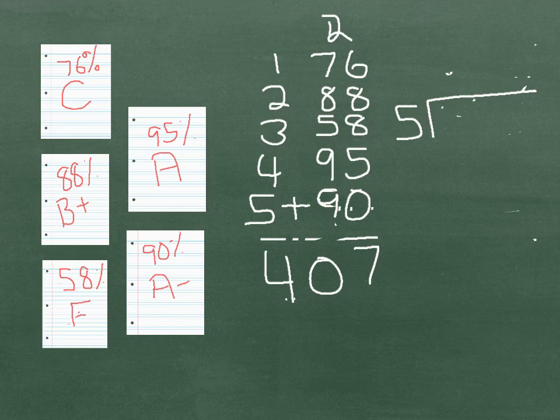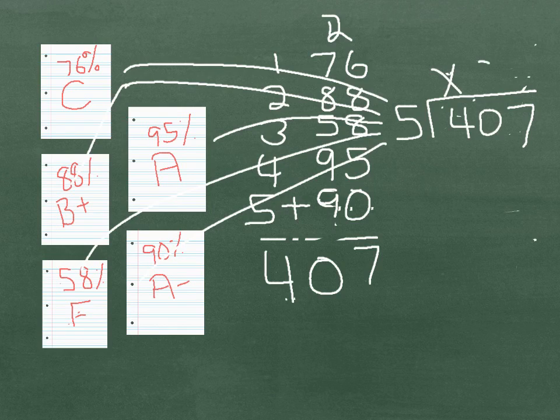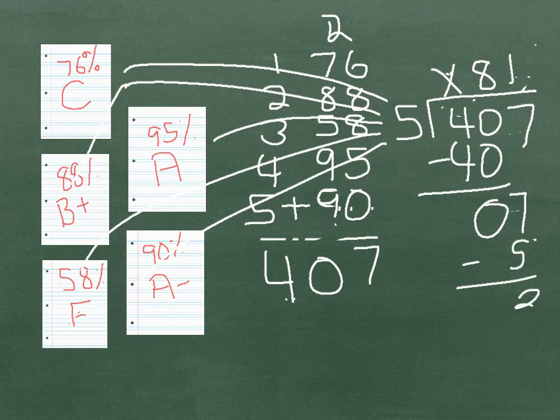Okay, and now I take the 407, and again I divide it by 5 because we have 5 different assignments over here. 5 goes into 40 8 times. 5 times 8 is 40. Subtract, 0, bring down the 7. 5 goes into 7 one time. 5 times 1 is 5. Subtract, you get remainder 2. And really what you're going to get is about 81%.